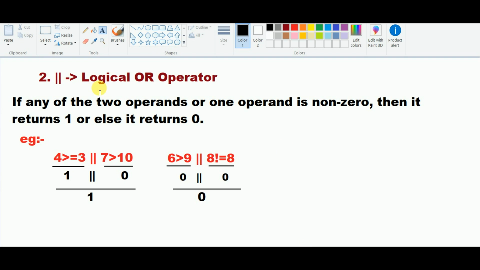Second one, in the logical OR operator, if any of the two operands or one operand is non-zero, then it returns 1, or else it returns 0. Observe here, these are the examples of the logical OR operator. Next, going to the logical NOT operator.